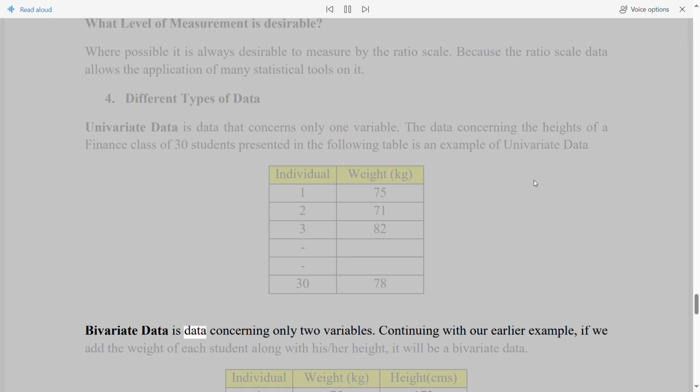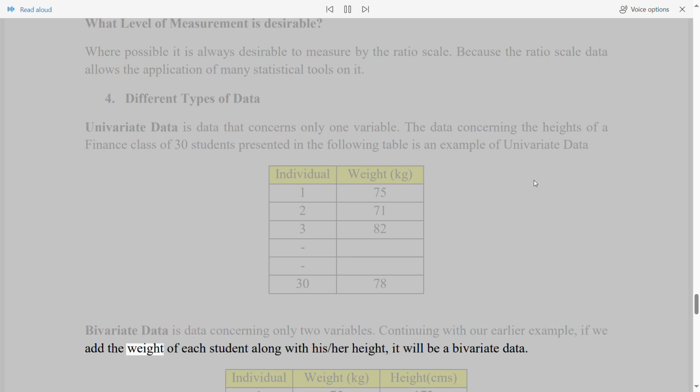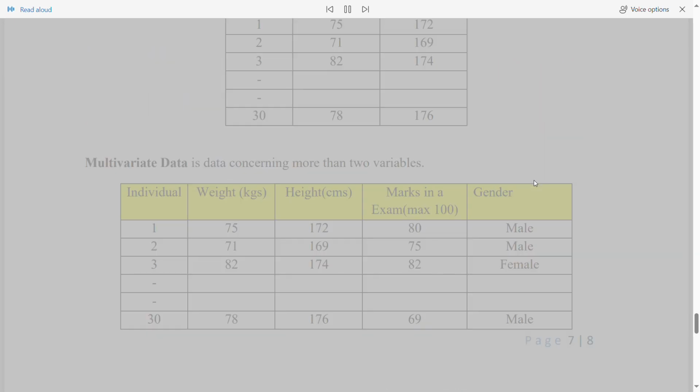Bivariate data is data concerning only two variables. Continuing with our earlier example, if we add the weight of each student along with his or her height, it will be bivariate data. Individual, weight in kg, height in cm: 1, 75, 172; 2, 71, 169; 3, 82, 174; 30, 78, 176.